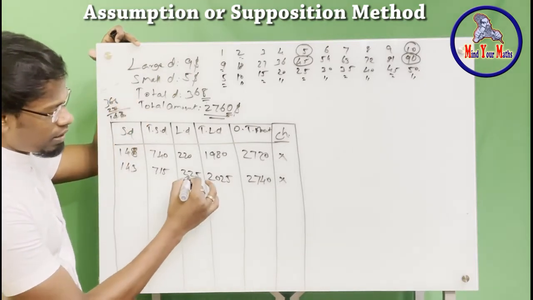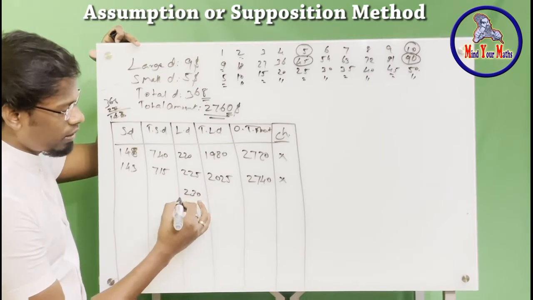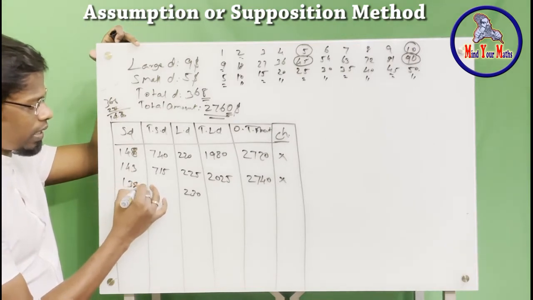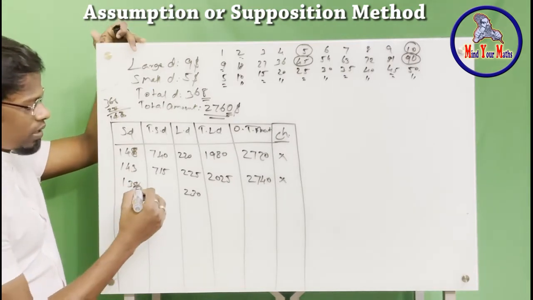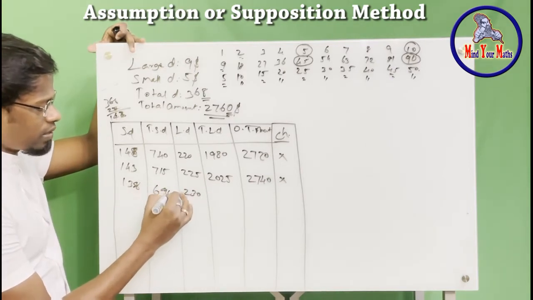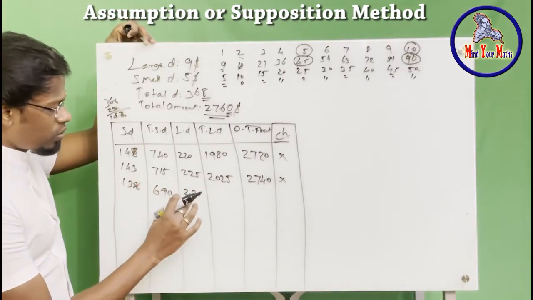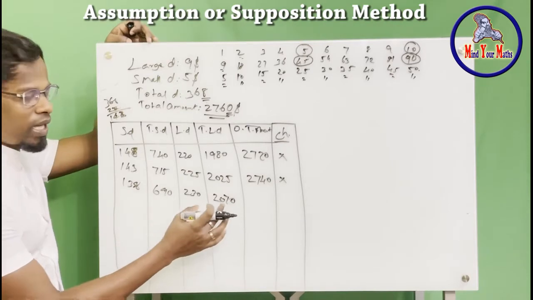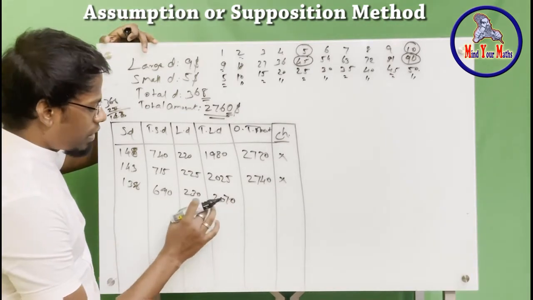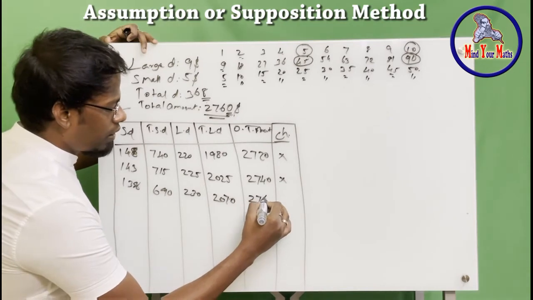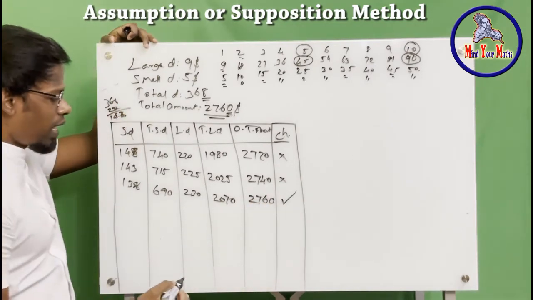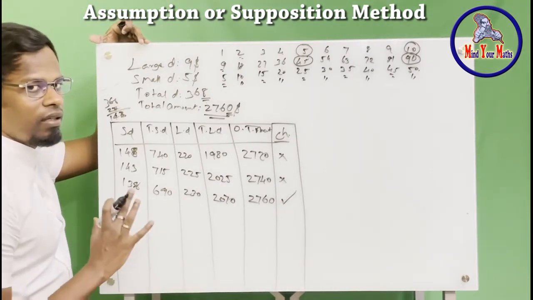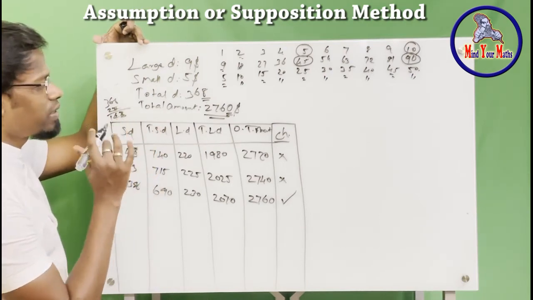Let's increase this by another 5: 230. And the small one becomes another 5 less, 138. So 138 times 5 is 690, and 230 times 9 is 2070. If you add these two together, you get 2760. So this is the right answer. You got it? This is how we find the answer using the guess and check method.